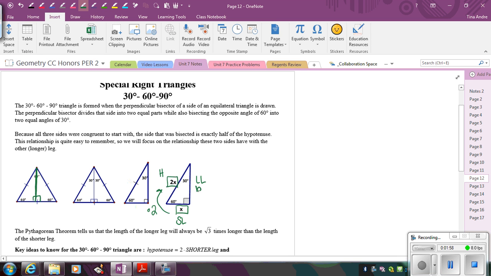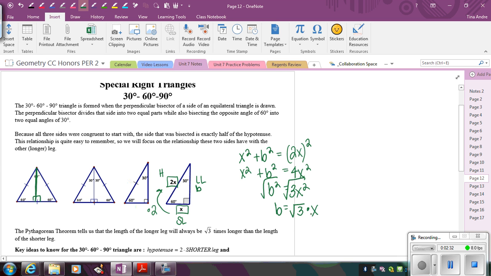So let me just put b in here, and let's use Pythagorean theorem to solve for it. So if I have x squared plus b squared equals (2x) squared, notice I have to put the 2x in parentheses. I'm squaring each piece. So I end up with x squared plus b squared equals 4x squared. Subtract the x squared from both sides, you get b squared equals 3x squared. And then you square root both sides. b is equal to the square root of 3 times x.